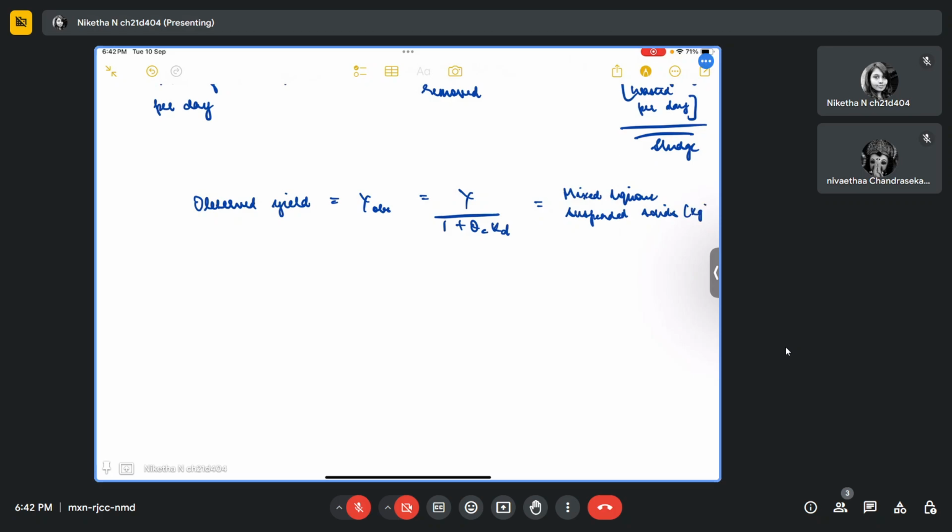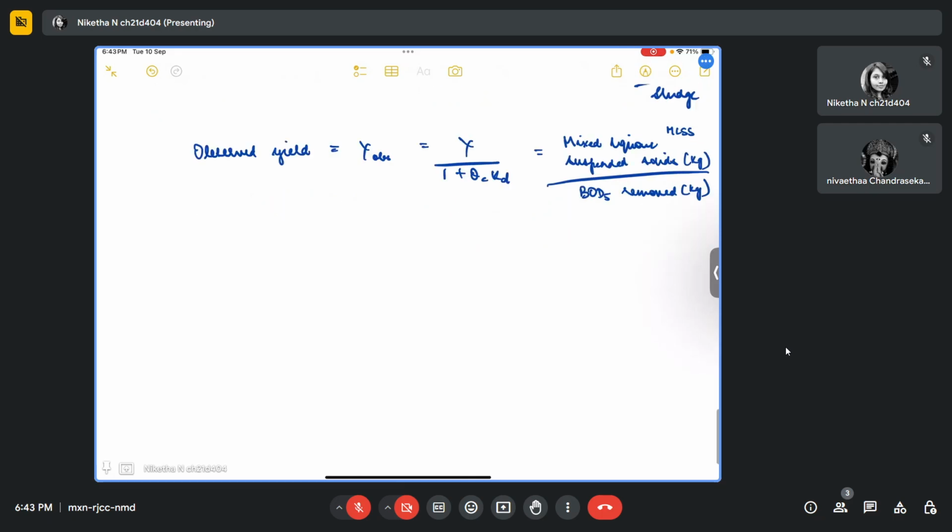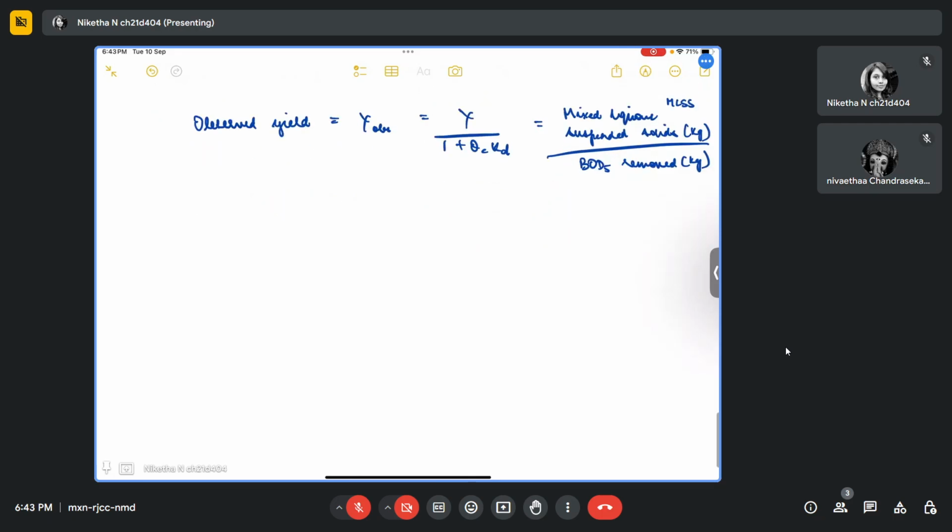In kg. So this is also known as MLSS divided by the BOD5 that is removed. This is also in kg. So the next step is figuring out how to supply the oxygen or how to get the air supply system.